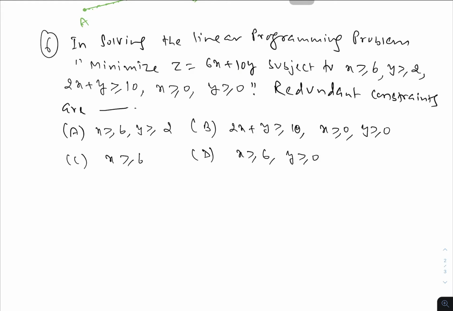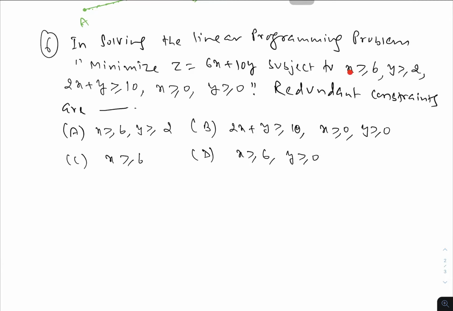So that means if I keep x greater than or equal to 6, y greater than or equal to 2, then I don't require x greater than or equal to 0, y greater than or equal to 0. That is the first thing. So this must be redundant. But now one more thing.